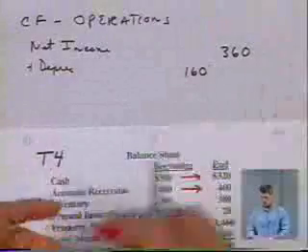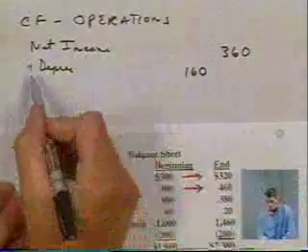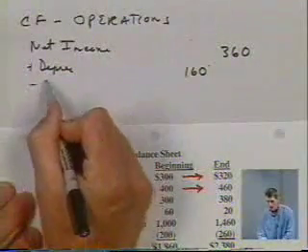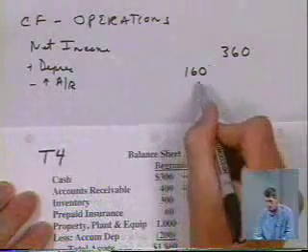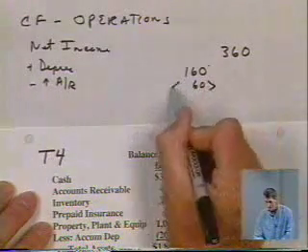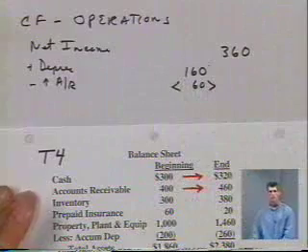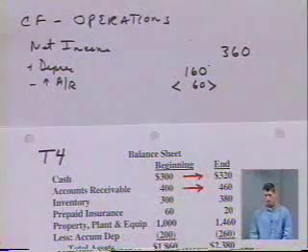And so in this case, with an increase in an asset, we would subtract out the increase in accounts receivable, in this case, $60. And I'm going to bracket $60 just so we know it's a decrease, so we don't confuse increases from decreases as we are going along.